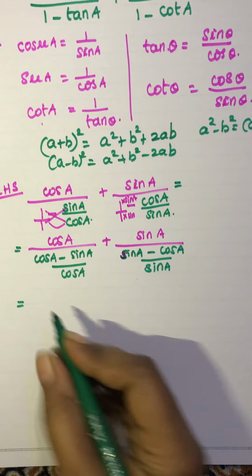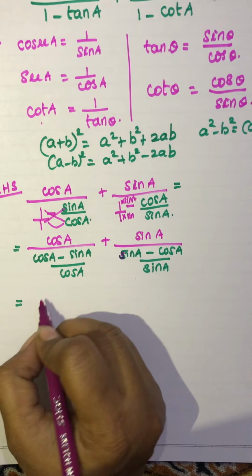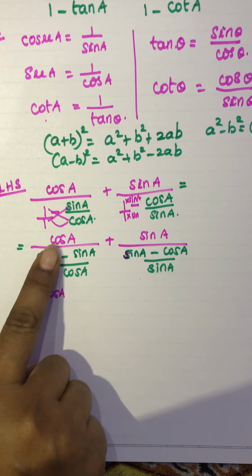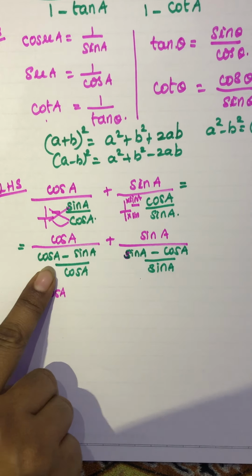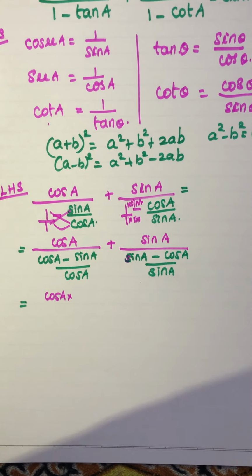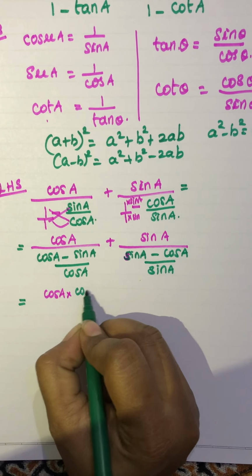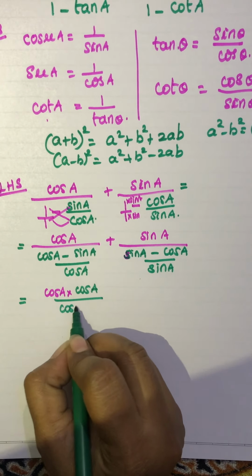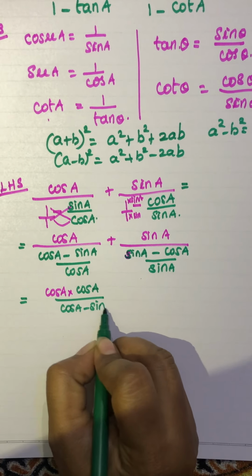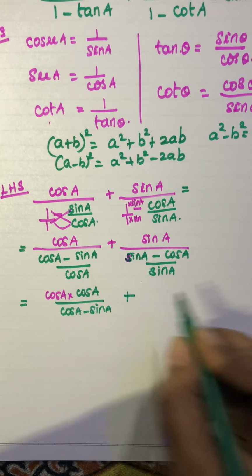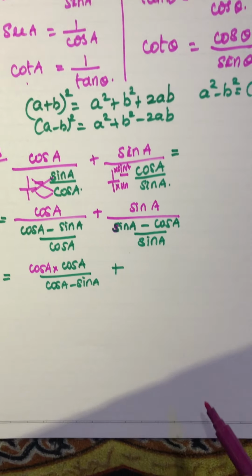See, cos A, just write the numerator. Okay, so this is a fraction, so just take the reciprocal. So cos A by cos A minus sin A. So this is just a multiplication sign. Okay, plus. See, what is the next step?